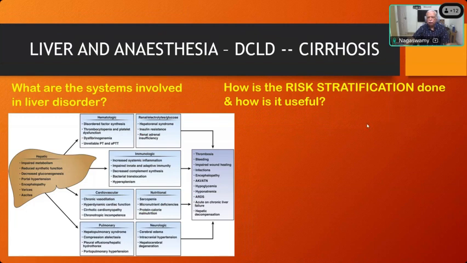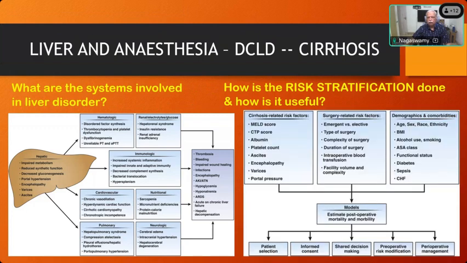You mentioned only the CTP scoring, the Child-Turcotte-Pugh scoring. Yes, sir, it is very useful in cirrhosis of the liver, but there are other cirrhosis liver related risk factors like the MELD score, CTP score, measurement of albumin, platelet count, ascites, encephalopathy, varices, and portal pressure.